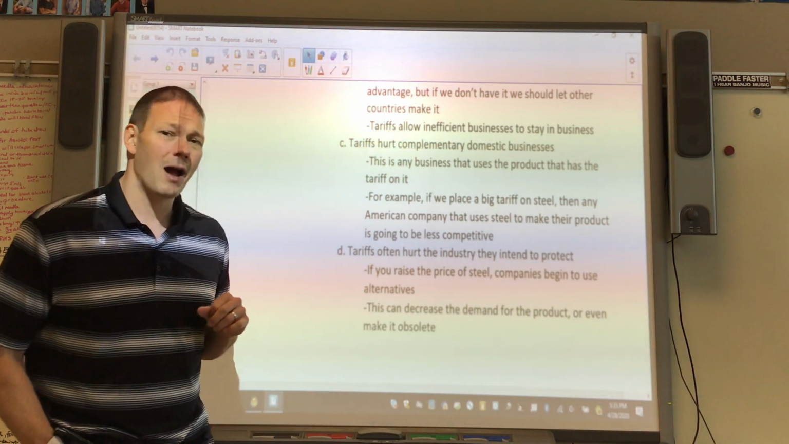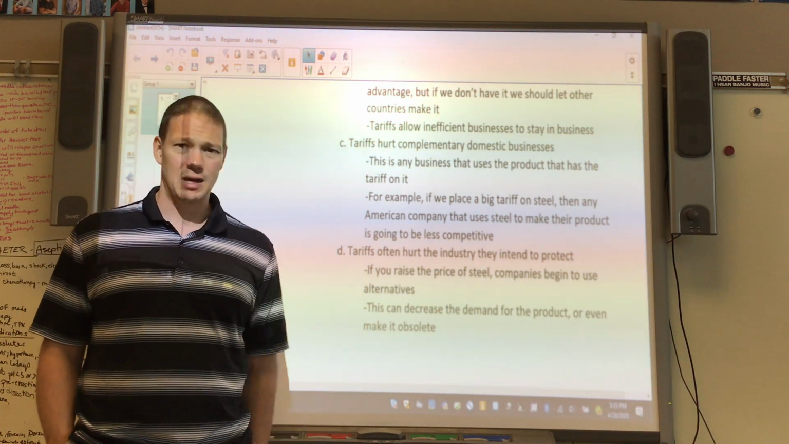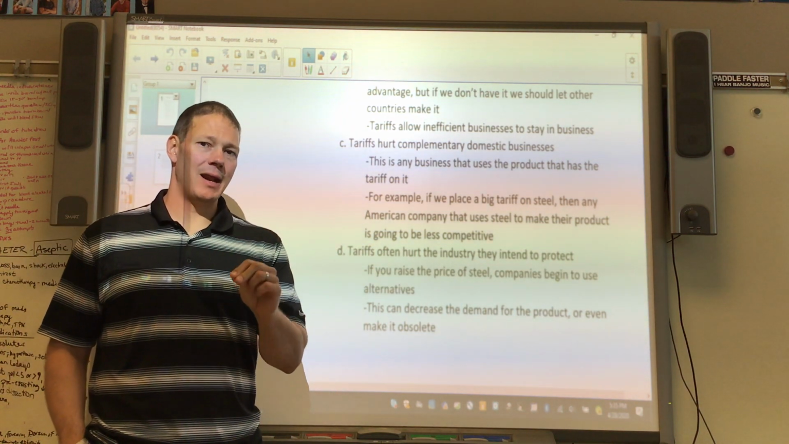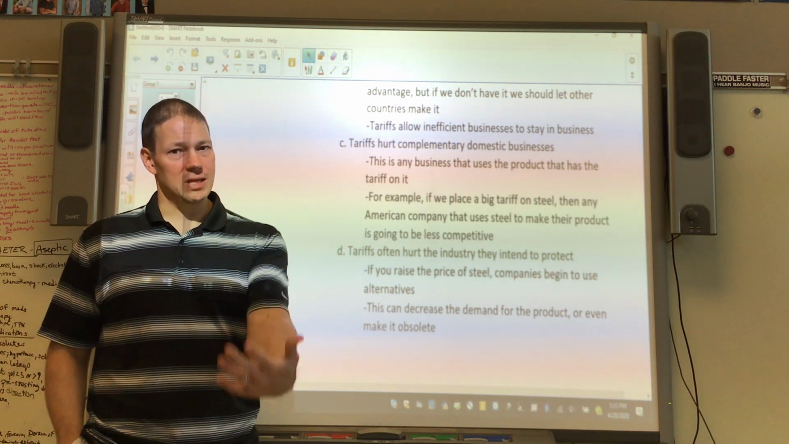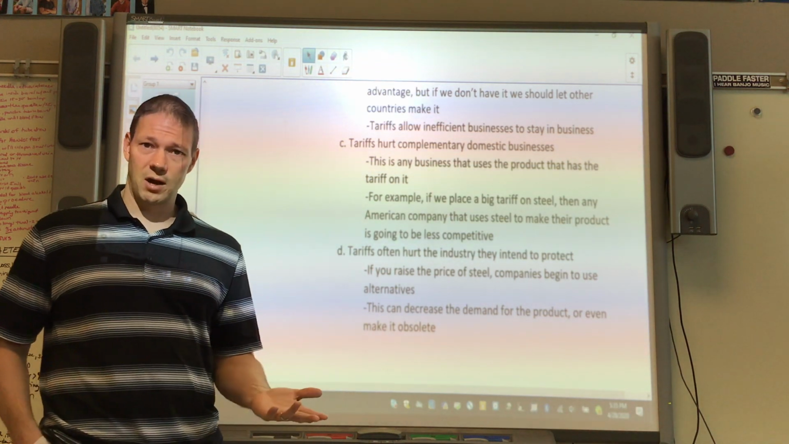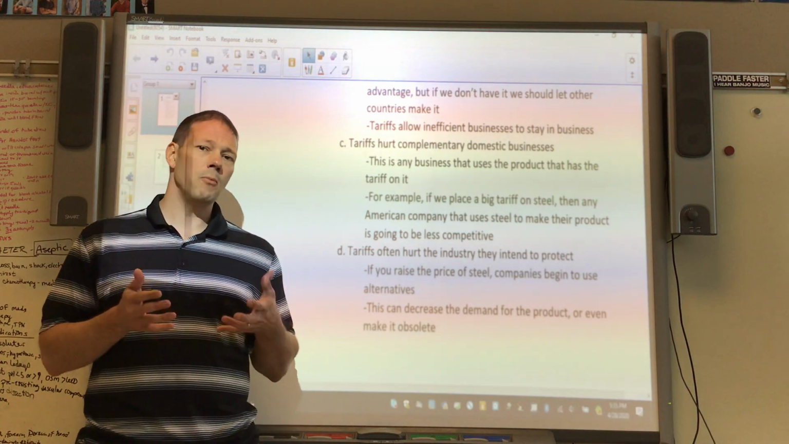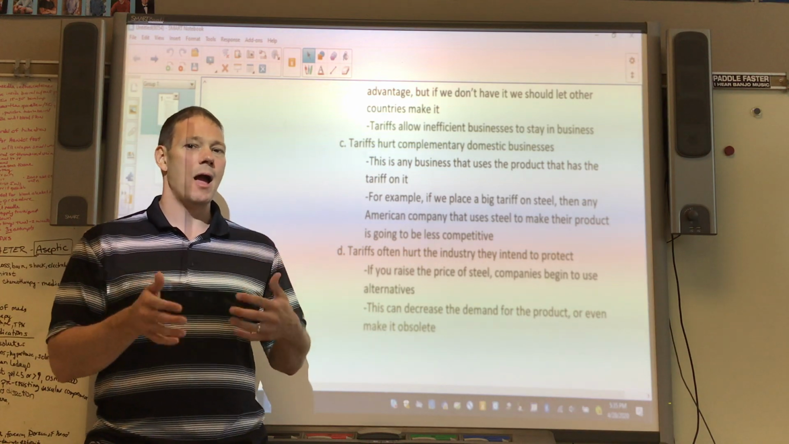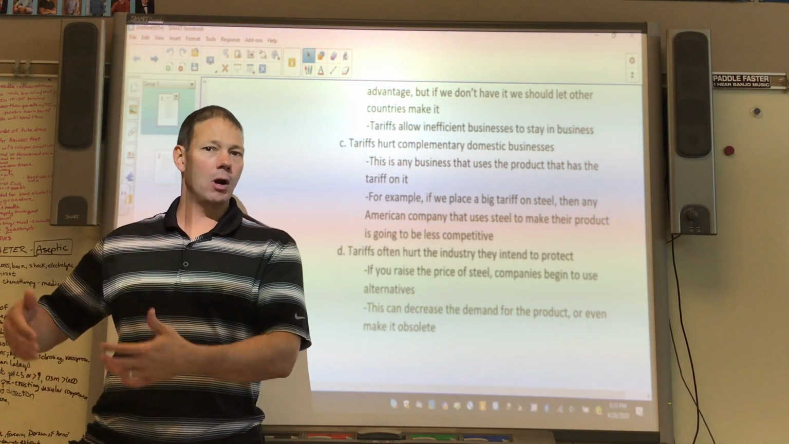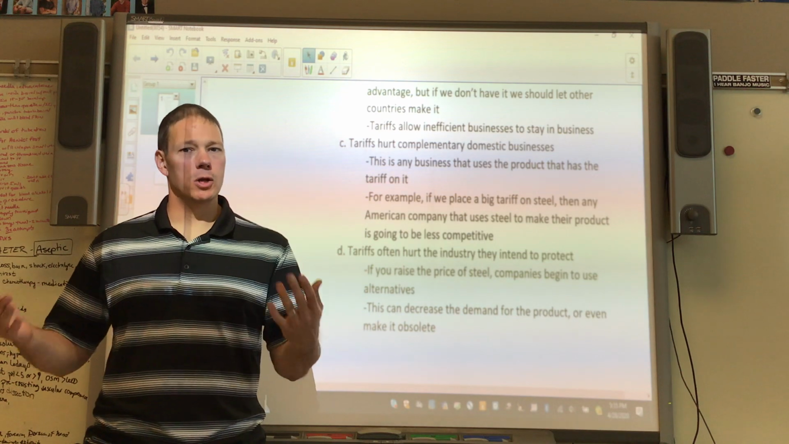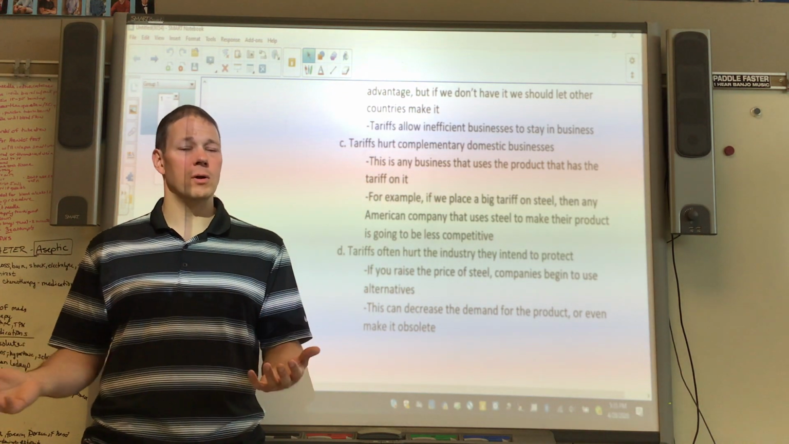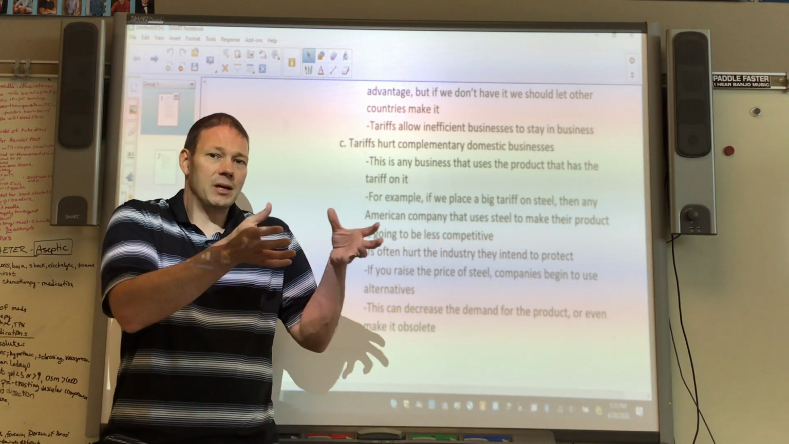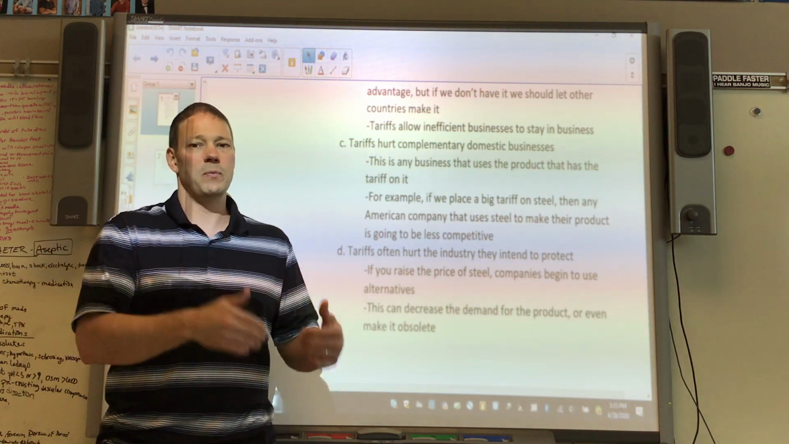All right, letter C. Third one, tariffs can also hurt complementary domestic businesses. What on earth is a complementary domestic business? It's any business that uses the product that has the tariff on it. So an easy example would be steel. We have big tariffs on steel. So U.S. car manufacturers are handicapped because they have to pay a higher price for steel than do car manufacturers in Japan or in Germany or in Italy or wherever that maybe don't have those tariffs. And so it actually hurts our ability to compete in cars because they have to pay a higher price.